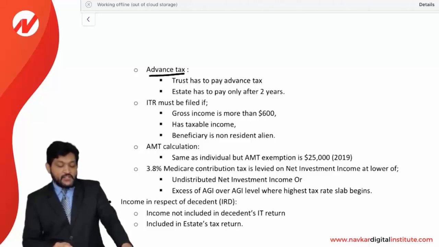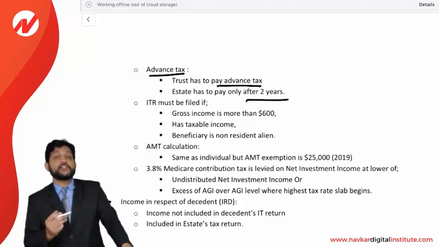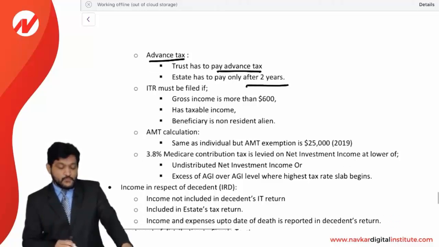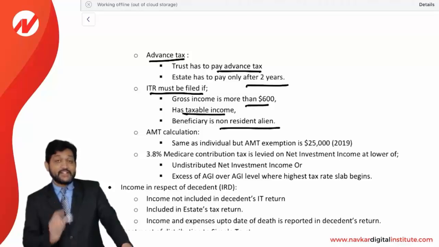Advance tax: a trust has to pay advance tax every year. An estate has to pay advance tax only after 2 years. ITR must be filed if the gross income is more than 600, if it has taxable income, or if the beneficiary is a non-resident alien. If any of these three conditions are fulfilled, the income tax return has to be filed by the fiduciary.